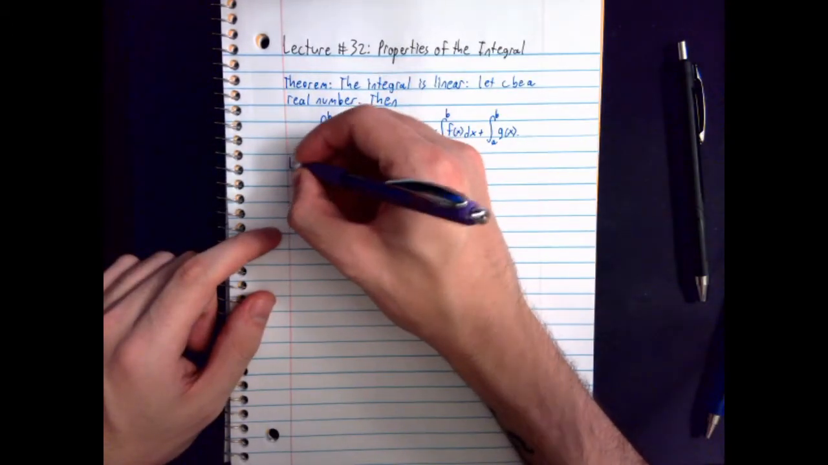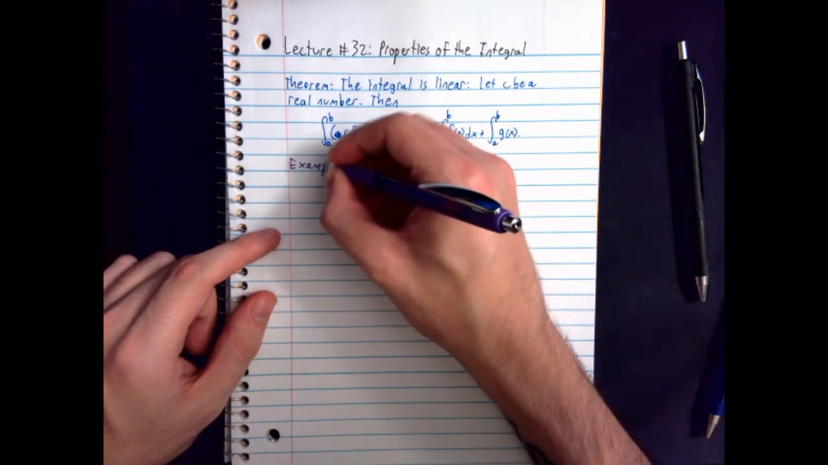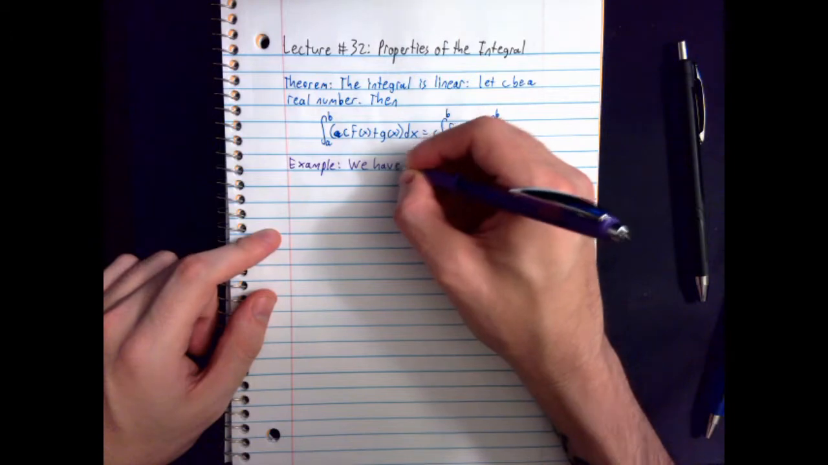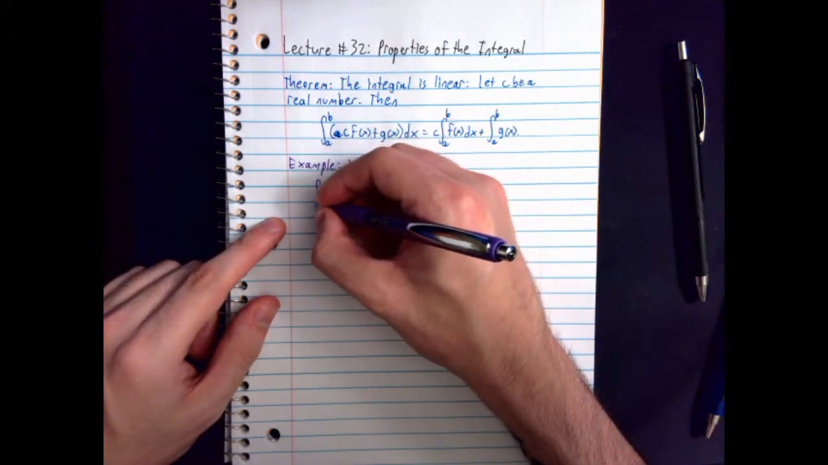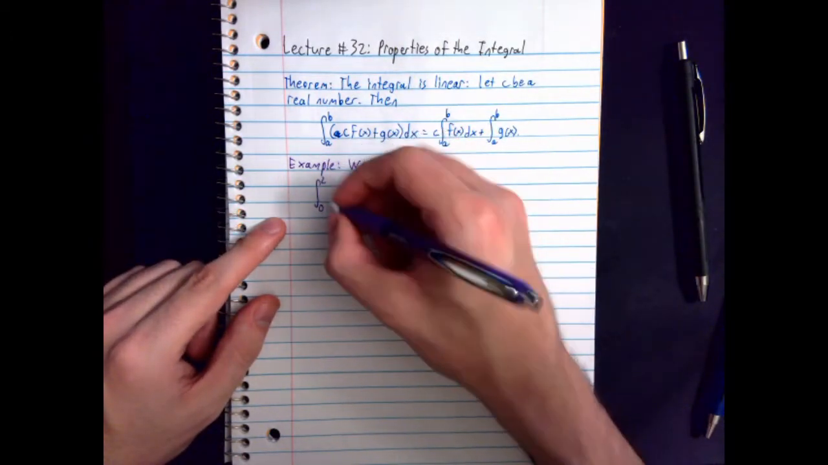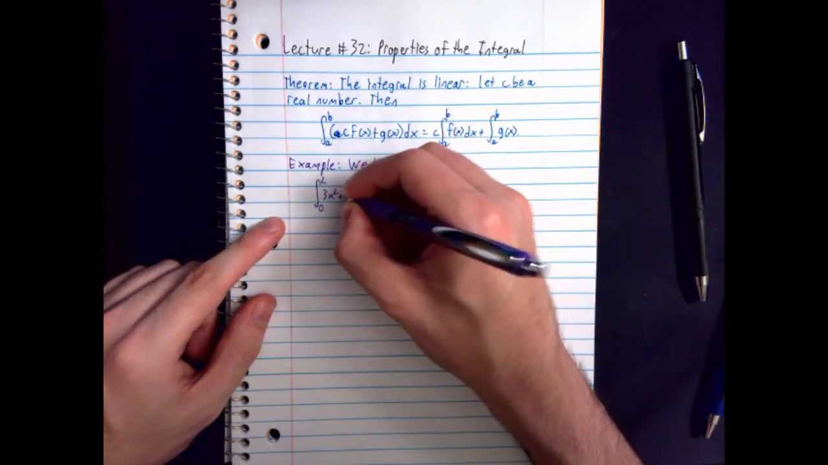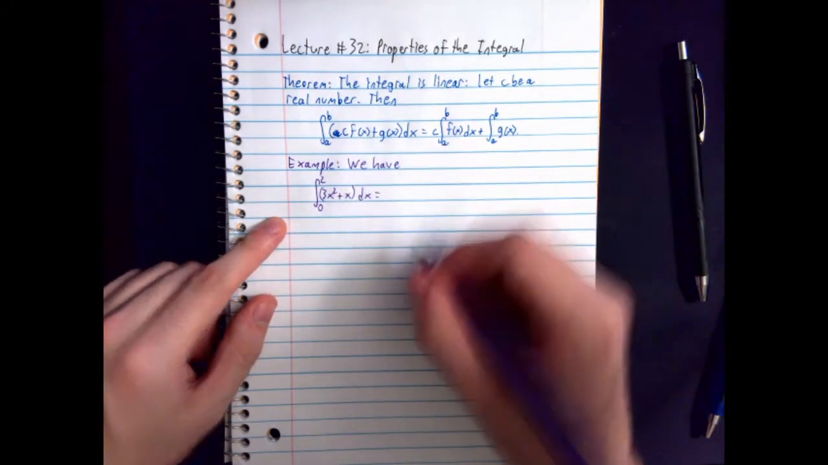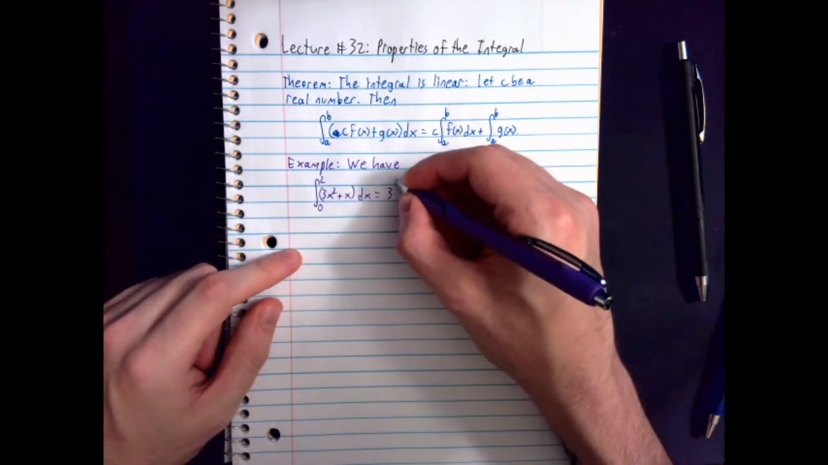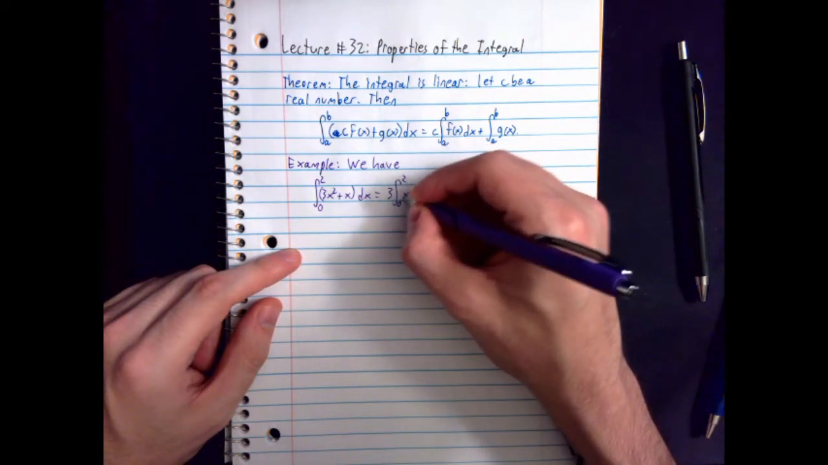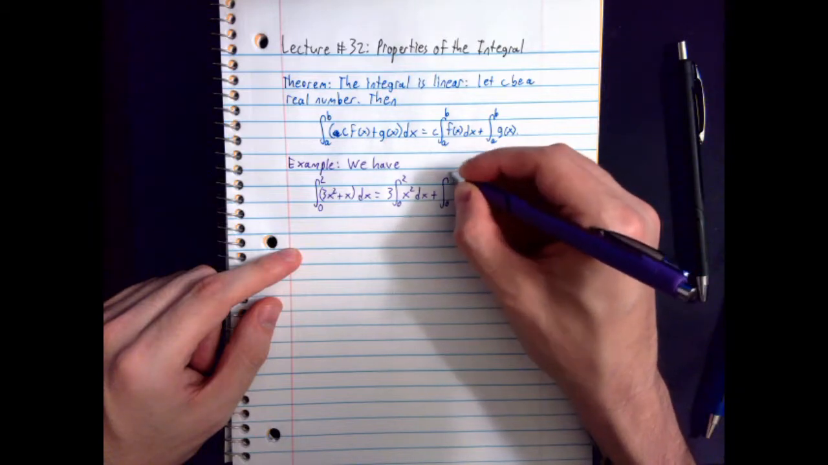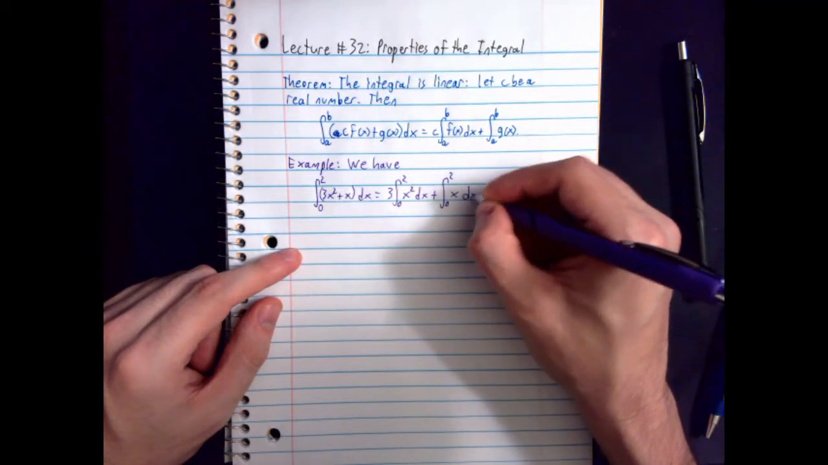So an example of this, we have that the integral from 0 to 2 of 3x squared plus x dx, this is equal to 3 times the integral from 0 to 2 of x squared dx plus the integral from 0 to 2 of x dx.